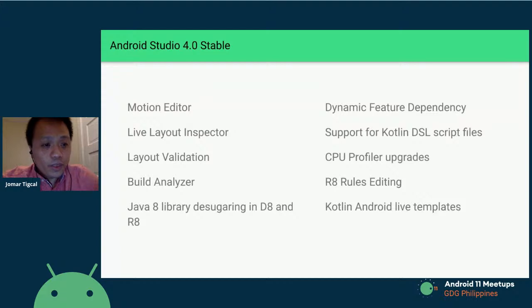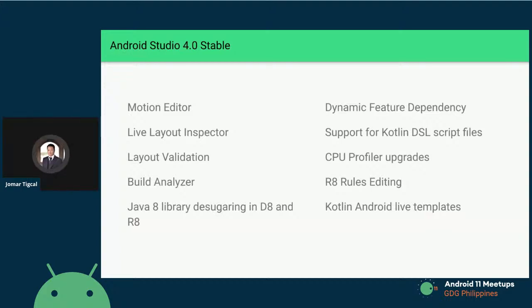For Android Studio 4.0, they have this Motion Editor. If you're using MotionLayout, you can easily create motion and transitions with the Motion Editor. They also have the Live Layout Inspector. If you know Chrome DevTools, the Live Layout Inspector is a bit like that. You can specify which part of the code, like this view has this color, so why is it that color? You can check like the way you used to do in Chrome DevTools. With layout validation, you can preview this UI on different devices, for example a Pixel 3 or a tablet.